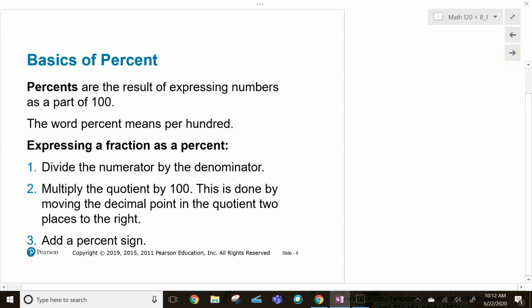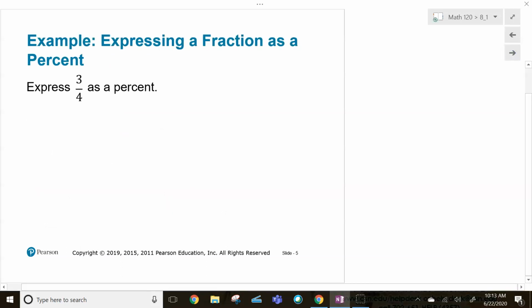The word percent means per 100, right? Per 100. So when we're converting a fraction to a percent, we're going to do the division, get it as a decimal, and then convert it to a percent. We'll go through those steps right here.